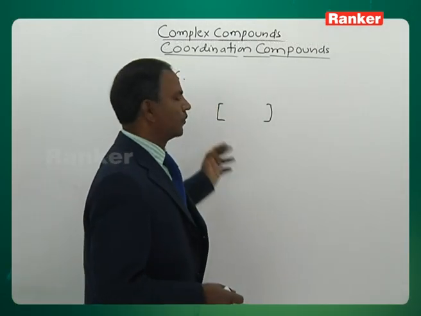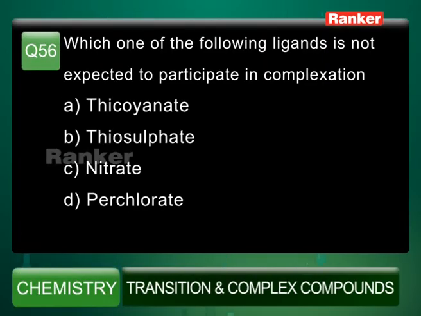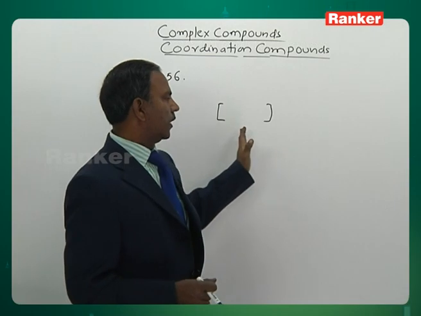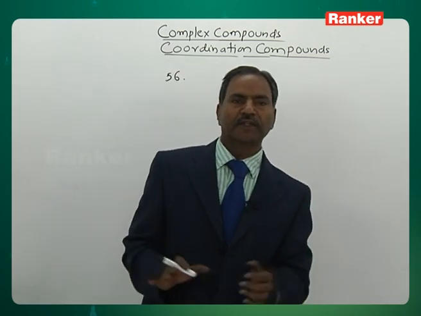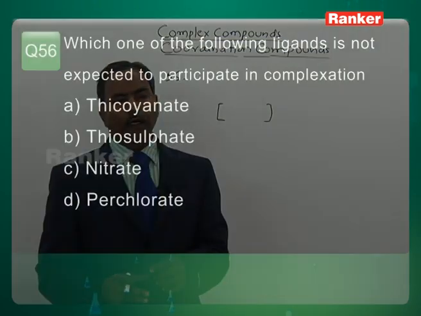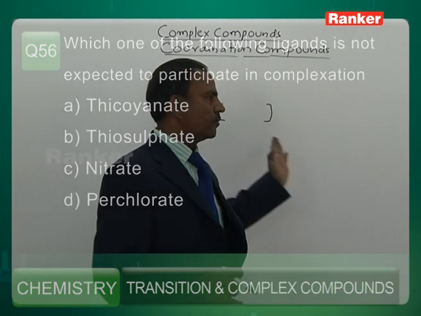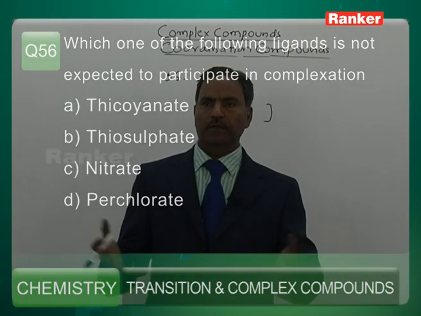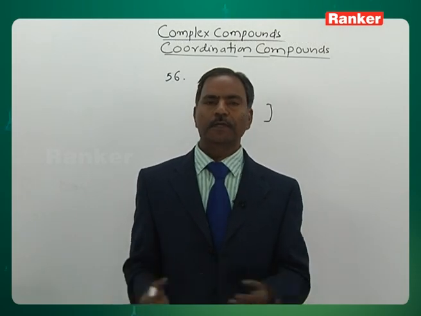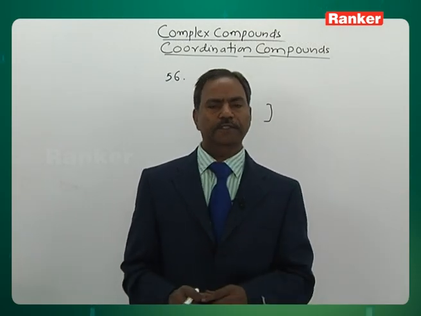Question number 56, which of the following ligands is not expected to participate in complexation? Generally, within the coordination sphere, within the bracket, what ligands do we see? A is thiocyanato. Yes, many times we see thiocyanato complexes. Coming to B, thiosulfate. Thiosulfate is also capable of forming different types of complexes. We see them with silver complexes.